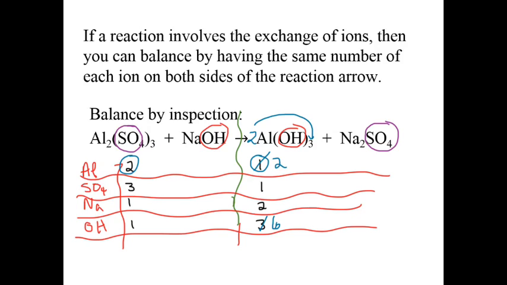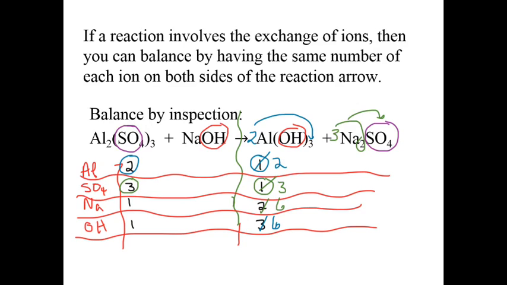Let's go ahead and fix the sulfates next. Notice that on the reactant side I have 3 sulfates and I only have 1 sulfate on the product side. So I can get 3 sulfates if I put a 3 there. So let's go ahead and update. That means I have 3 sulfates. Okay, but that means I have 3 times 2 or 6 sodiums. So I better update my sodiums. So I'm going to put a 6 there.